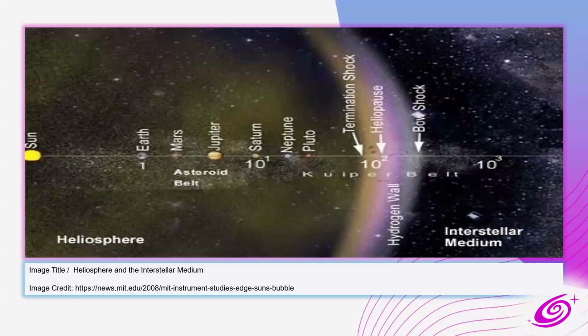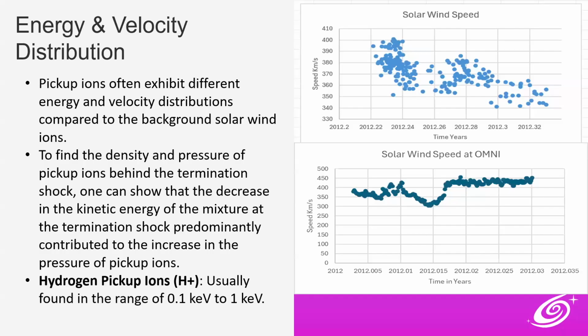All right, this basically shows the part of space where the termination shock is, where the neutral atoms from the interstellar medium actually meet the solar wind. This is where the pickup ions are created, so to speak. So energy and velocity distribution is very keen with our research. The pickup ions often exhibit different energy and velocity distributions compared to the background solar wind ions.